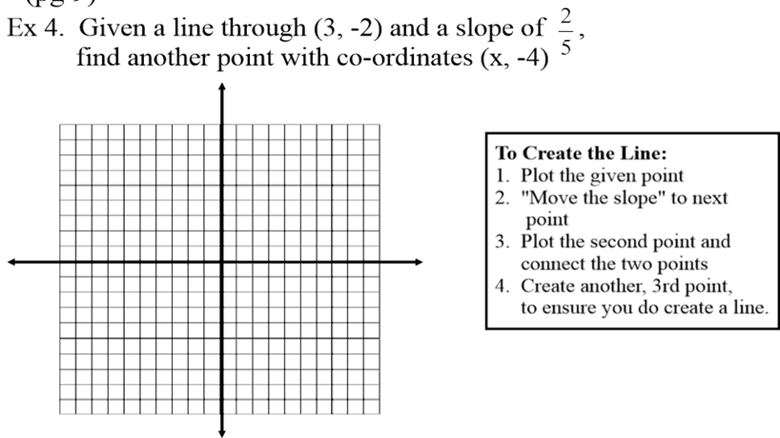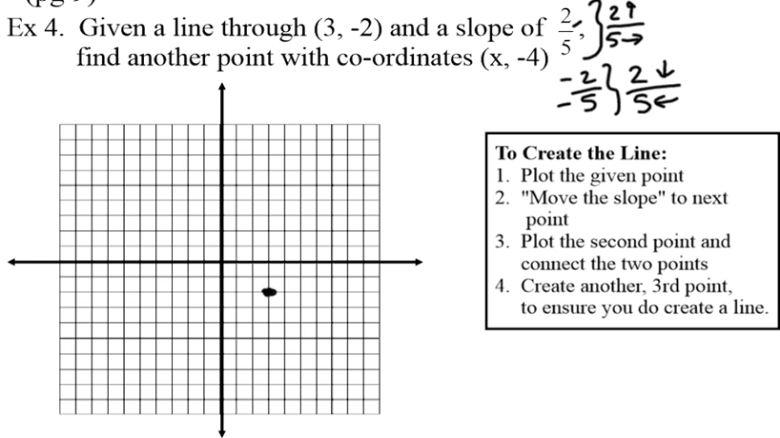All right, here we go. We have a line through (3, -2) and a slope of 2/5. So 2/5, what's the direction? 2 up, 5 right, positive, positive. We could also use -2/-5, because two negatives make that positive slope. That would be 2 down and 5 left.